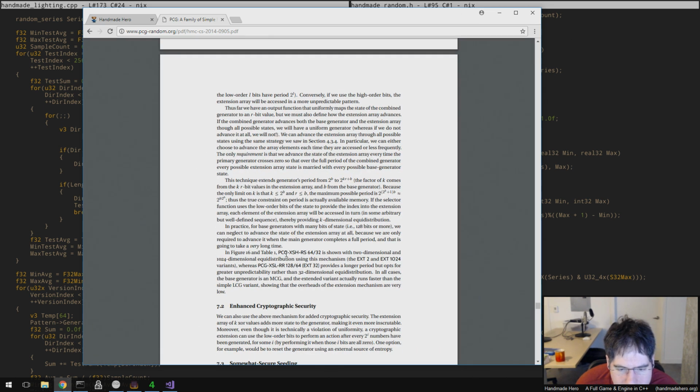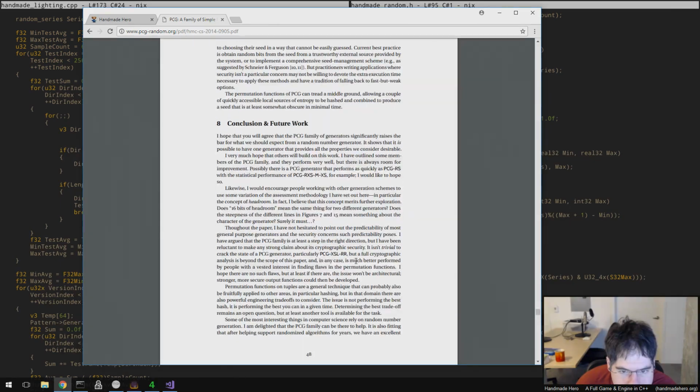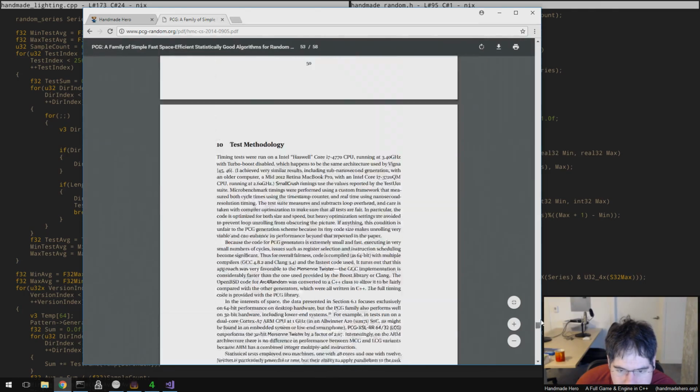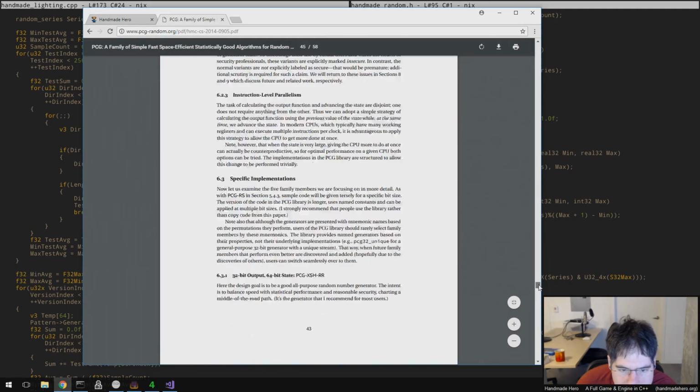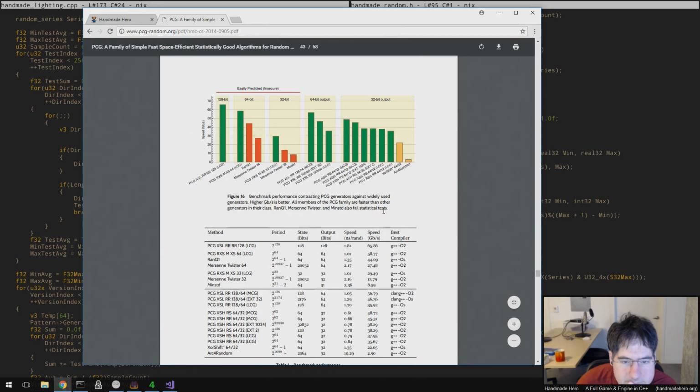In figure 16, table 1, PCG XSH RS 64/32 is shown with 2-dimensional and 1024-dimensional equidistribution using this mechanism, 2^x. So we're mostly interested, we don't need quite so much, but let's take a look at, where is that? Oh, figure 16. I don't know where figure 16 is. Here it is.